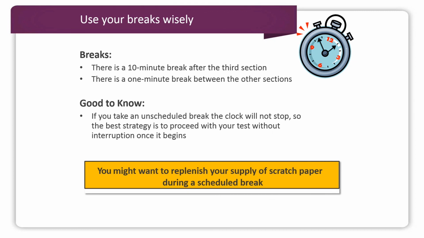Since we know that everyone needs an occasional break, there are breaks throughout the test. There's one 10-minute break after the third section of the test, and there are 1-minute breaks between each of the other sections. During the 10-minute break, you may want to use the restroom, restock your scratch paper, or stretch and relax a little so you are ready to resume testing. If you decide you need to take an unscheduled break during your test, the test clock will not stop. Once your test begins, the best strategy is to proceed without interruption.